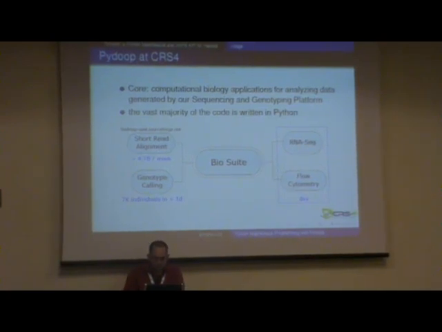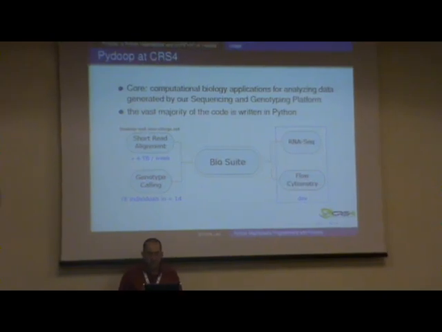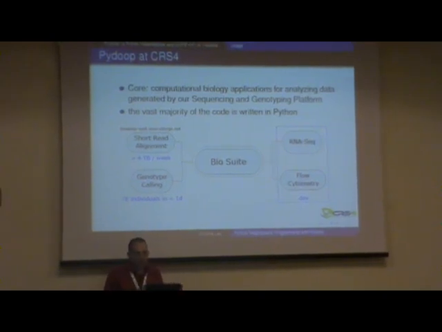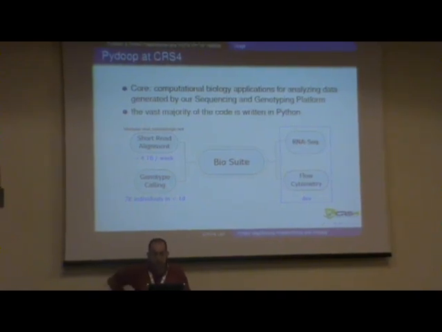Basically, the way sequencers work is to fragment DNA into a large number of short fragments that then have to be aligned to a reference genome. And this is a very computationally intensive task. So we wrote a parallel application with Pydoop for this, and we're currently using it in production.